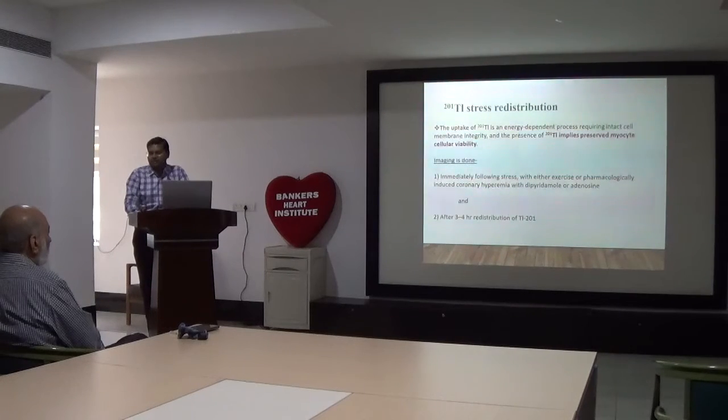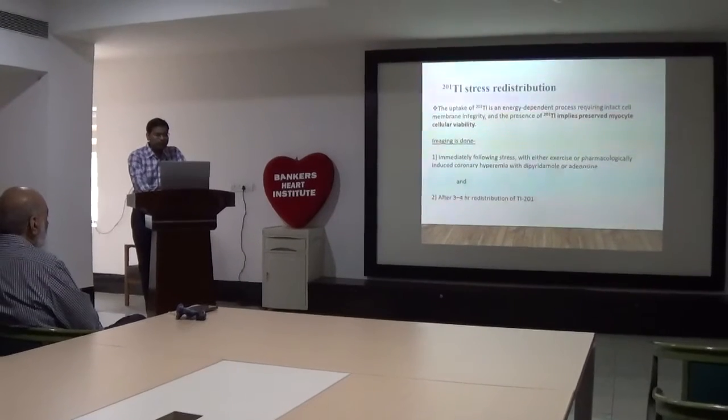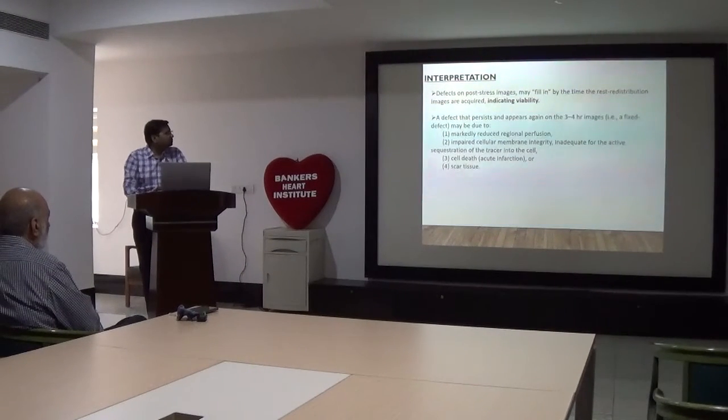There are three imaging sessions done primarily. First is immediate. Second, after 3 to 4 hours of redistribution of the thallium. In the post-stress imaging, in routine practice we do TMT. After giving the thallium injection, we do the TMT, and the ECG is also recorded during this test. Immediately after TMT, the thallium scan is done. Then after 4 hours, a second scan is done, and there is a third scan which is done after 24 hours.